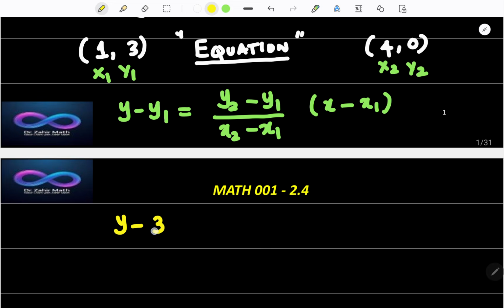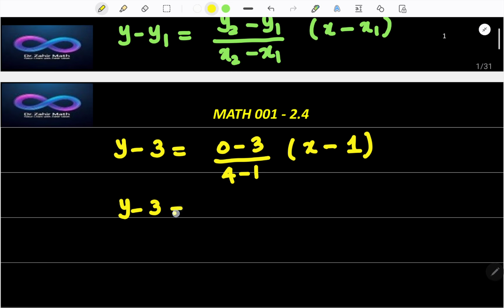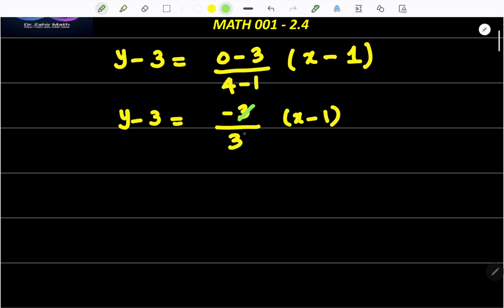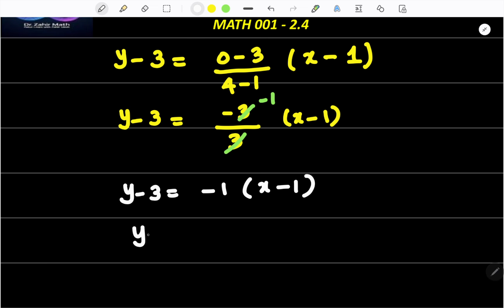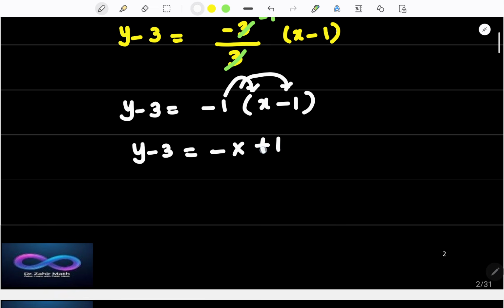Right. Y minus y1 is 3. y2 minus y1, 0 minus 3, divided by x2 minus x1, 4 minus 1, times x minus x1 is 1. So y minus 3 equals 0 minus 3 is minus 3, 4 minus 1 is 3, times x minus 1. So 3 and 3 get cancelled. You are getting minus 1. So y minus 3 equals minus 1 times x minus 1. So y minus 3 equals minus 1 times x is minus x. Minus 1 times minus 1 is plus 1.